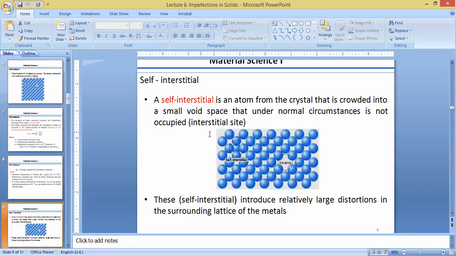For self-interstitial, I think we already looked at it from that other diagram. So when it left here, it obviously had to go somewhere, isn't it? So it went where it's not supposed to be and squeezed itself here. That's basically what interstitial is.